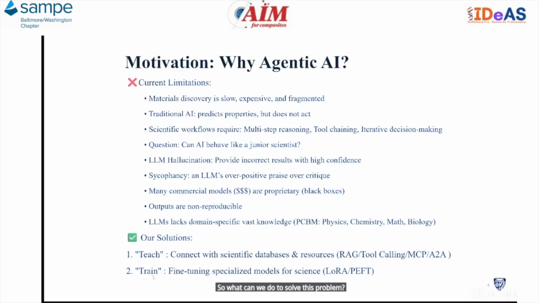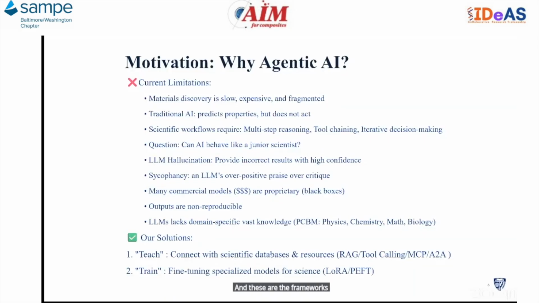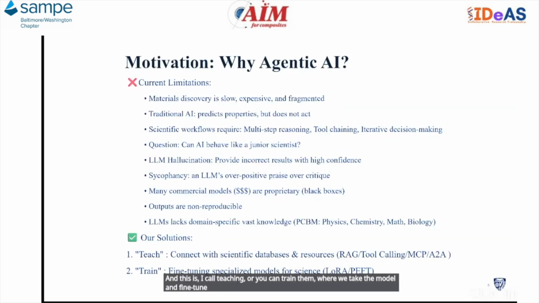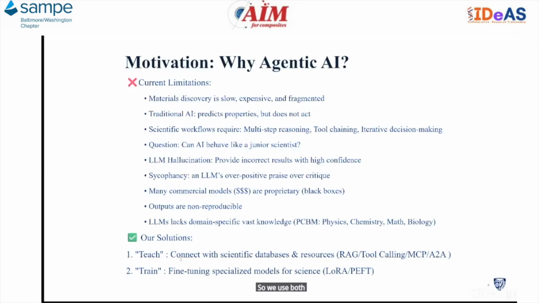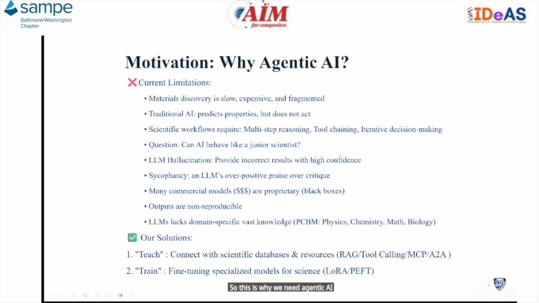So what can we do to solve this problem? There are a couple of approaches. Number one, we can teach them, that is, connect with scientific data sets and resources. All these LLM models, we can connect with features like RAG, tool calling, MCP, A2A, which we'll briefly discuss. These are part of the agentic AI framework, and this is what I call teaching. Or you can train them, where we take the model and fine-tune at least some part of the parameters, not the entire model, on a custom data set using LoRA and parameter-efficient fine-tuning and so on. We use both of these approaches to make AI models suitable for materials science, because currently it's definitely not. So this is why we need an agentic AI framework.